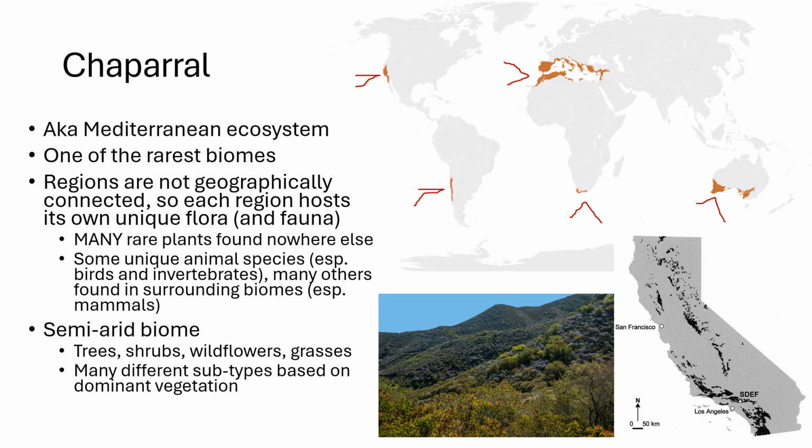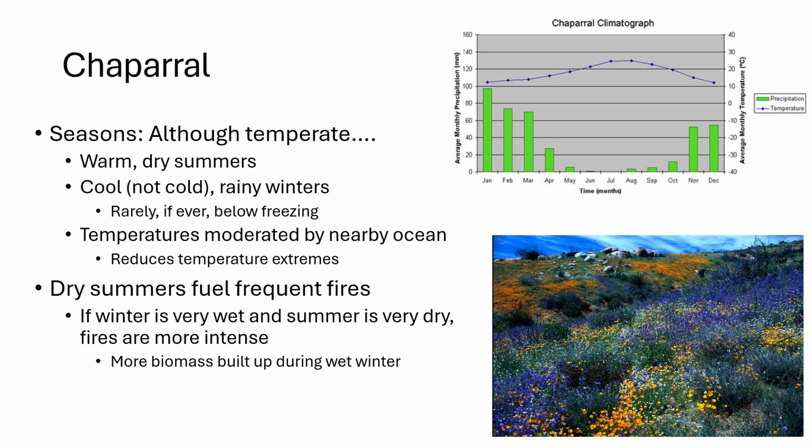This is a semi-arid biome. We tend to have some trees that are adapted for dry conditions, but it's dominated by shrubs, wildflowers, and grasses. Now, one of the things that you may have noticed on the previous slide is that the chaparral tends to only occur in temperate regions near the ocean or the Mediterranean Sea, which I'm just going to call the ocean because it's connected to the greater Atlantic Ocean through the Gibraltar Strait.